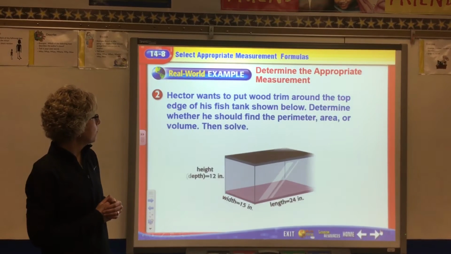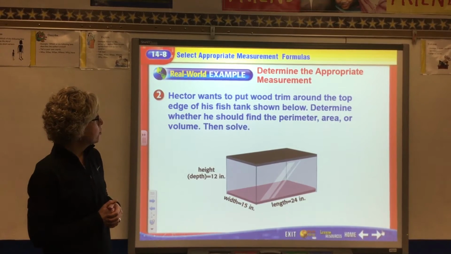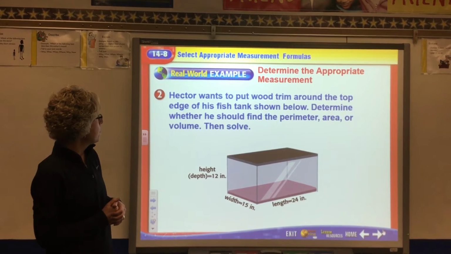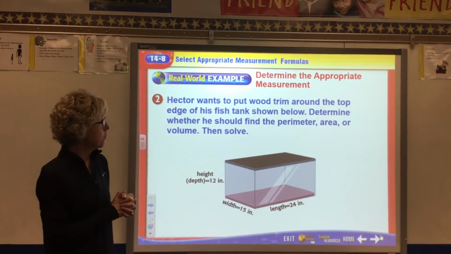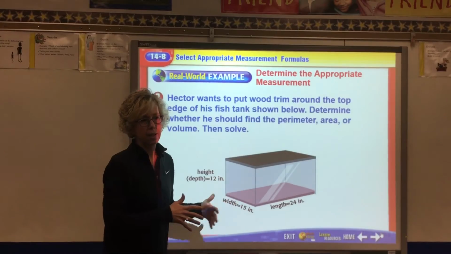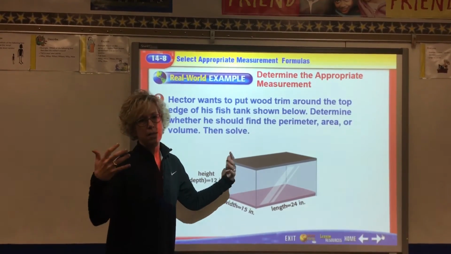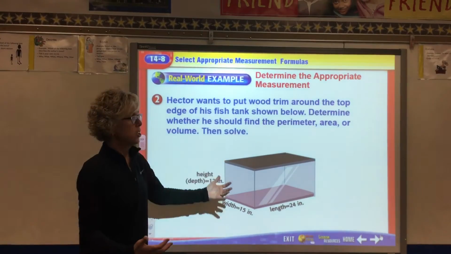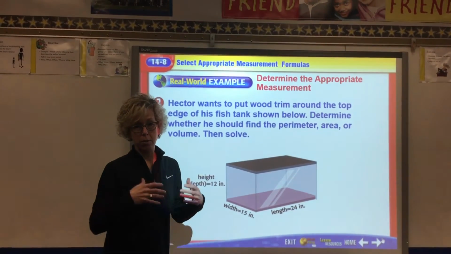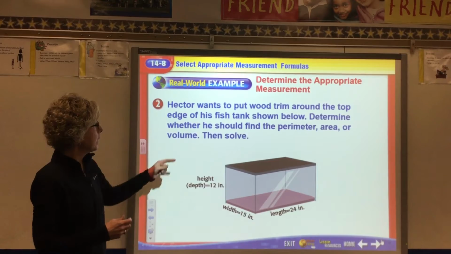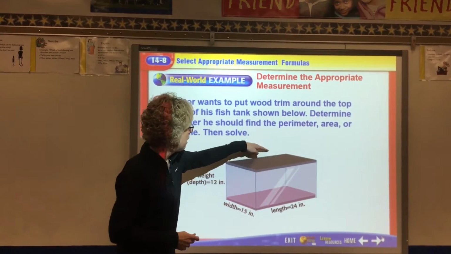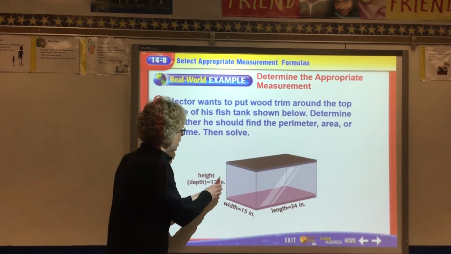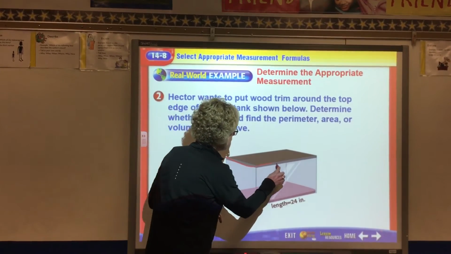The next example, we have Hector. And Hector wants to put wood trim around the top edge of his fish tank that is shown below. Now this one is a little tricky, and this one sometimes stumps some of our 5th graders because they say, oh, fish tank, Mrs. Yost or Mrs. Kinsley or Mr. Bessie, Mrs. Lund, they've talked about fish tank, filling it, and they automatically turn to volume. But if you read carefully, we're talking about wood around the trim of the top. And again, if we're just looking at the trim of the top, we're not finding area.